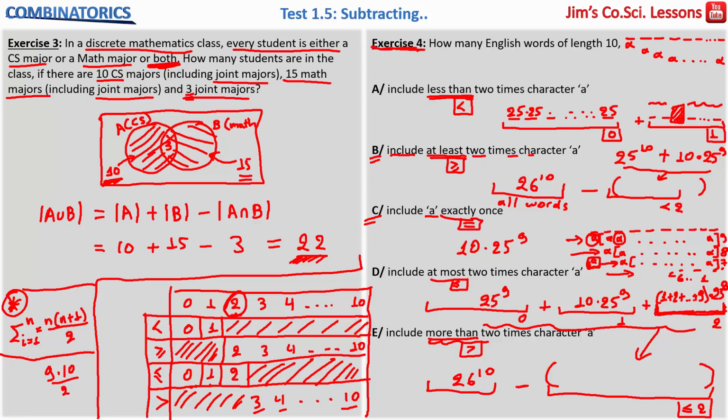I hope that this exercise helped you understand how we will handle this keyword when we have an exercise like this. And a small typo was made, let me correct it. Here I said 10 times 25 in the power of 10. It's here exactly as it was in the first question.